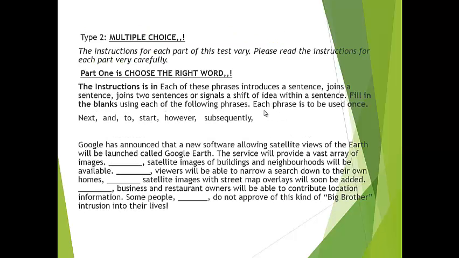Type 2. Multiple choice. The instructions for each part of this test vary. Please read the instructions for each part very carefully. Part 1 is choose the right word. The instructions: each of these phrases introduces a sentence. A sentence joins two sentences or signals a shift of ideas within a sentence. Fill in the blanks using each of the following phrases. Each phrase is to be used once.